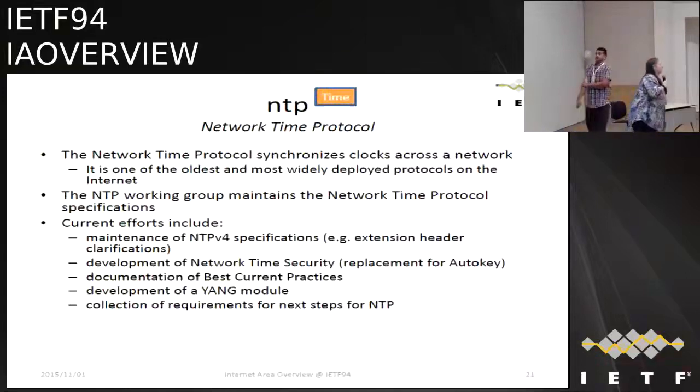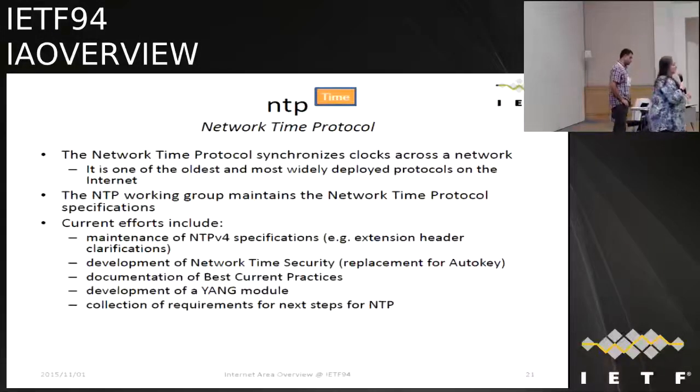So the Network Time Protocol Working Group has been around since roughly 2003. It was originally chartered to publish the NTP-v4 specification. NTP is one of the oldest and one of the more widely deployed protocols in the internet. Most people don't even realize it's there and they're using it. The current efforts that we're working on are maintenance of the NTP-v4 specification itself. There's a few odds and ends there, an extension header clarification that we're working on. An effort to replace AutoKey, which is currently an informational RFC for authentication of servers. And the network time security work is a suite of documents that's going to describe a replacement for that, which will be standards track.